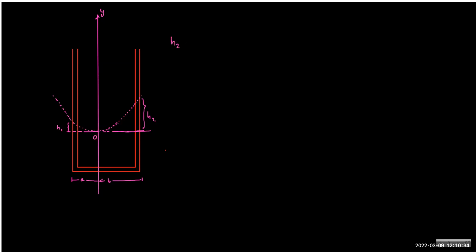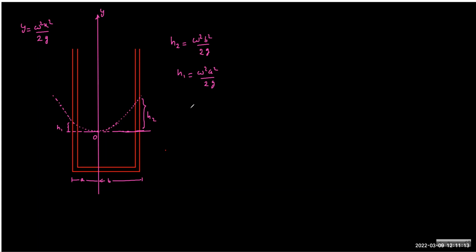So H2 is basically how much? Omega square B square by 2g, right? And what is H1? Omega square A square by 2g, right? Yes, you have to use the formula y equals omega square x square by 2g. So definitely this is the answer for H1. And the below part we can assume any height or whatever is given.